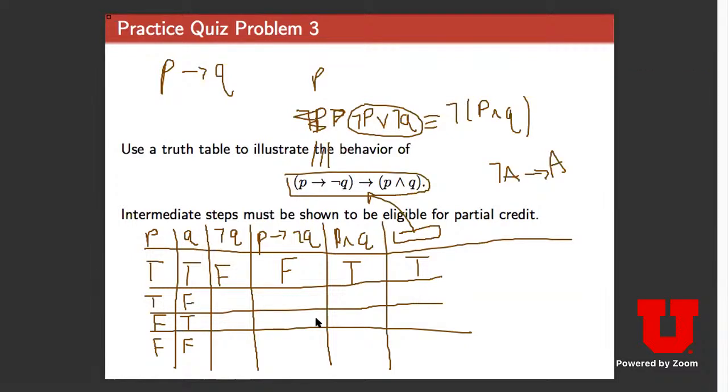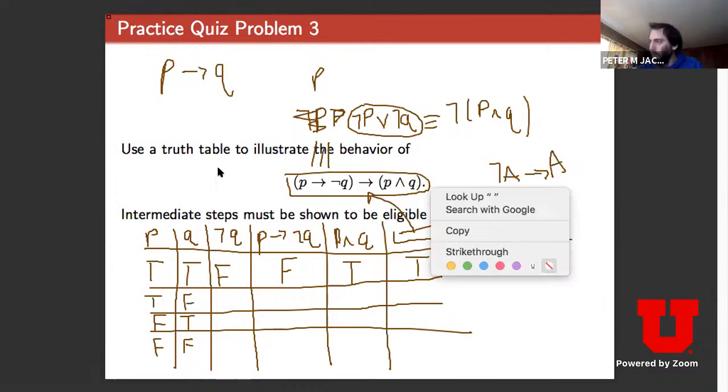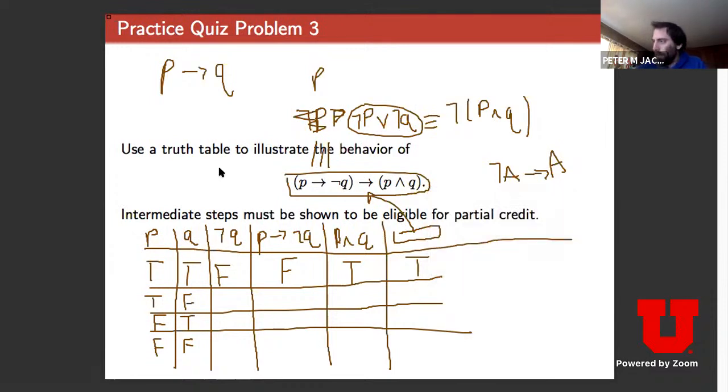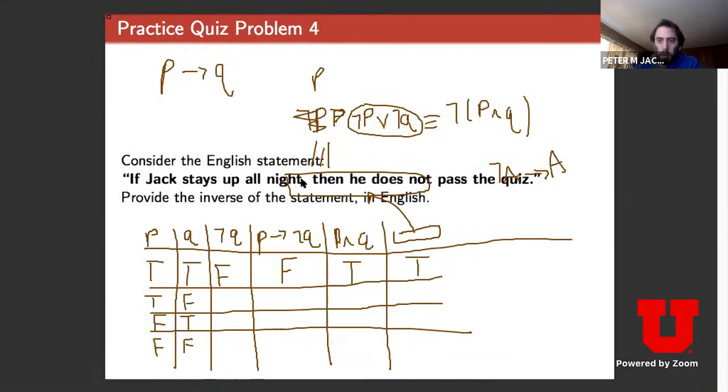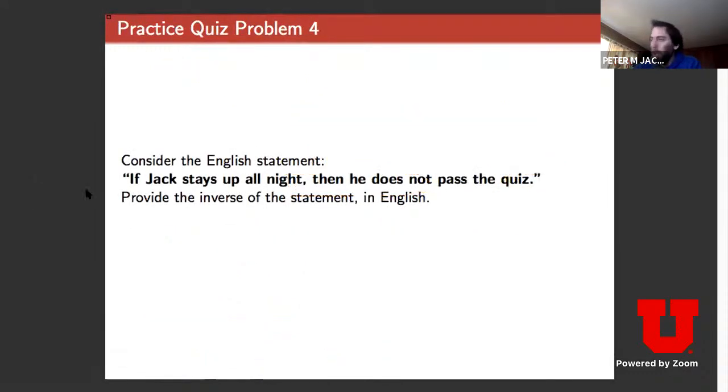Thanks. All right, let's move on to the next one. Okay, clear my screen. We're going to write the inverse of the following statement. If Jack stays up all night, then he does not pass the quiz. So let's take a couple minutes or so, and then we'll discuss it.